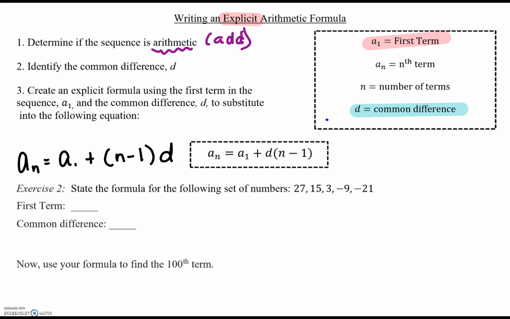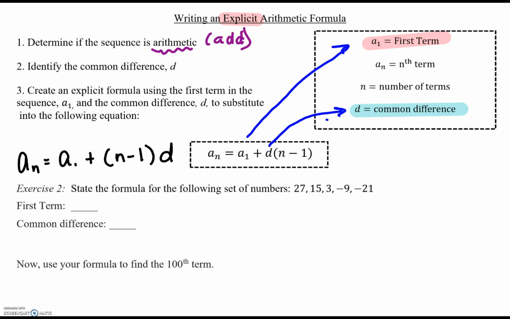Okay, so let's look at the components of this formula. A sub n is going to be like our y equals. A sub 1 is our first term, so the first number that they give you in the sequence, and our d is our common difference, the number that we're adding by, positive or negative, from one term to the next. n represents your term number, and the minus 1 always stays. It's just a part of the formula that they give you.